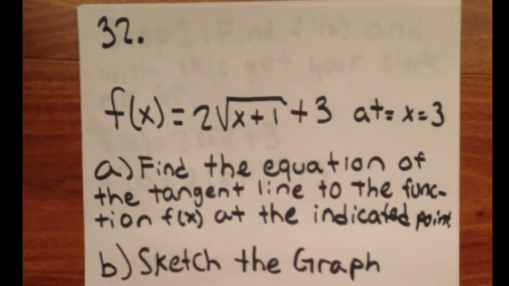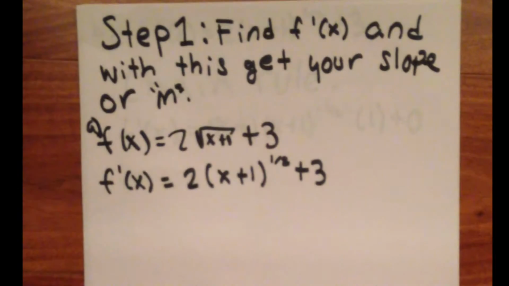So in problem 32, they're asking us to find the equation of the tangent line to the function f(x) at the indicated point and to sketch the graph of the original function and the tangent line that we find. So step 1, we need to find the derivative and with this get your slope, or m.